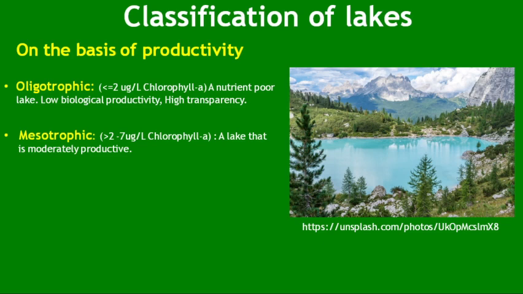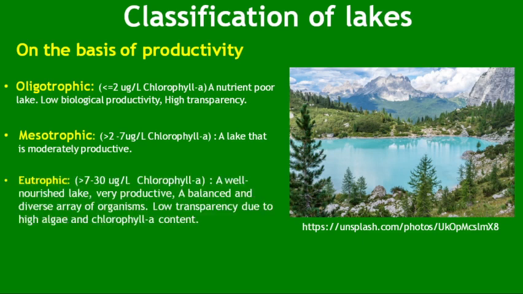Another category in the lakes is called mesotrophic lakes, which have moderate productivity. The chlorophyll A concentration in the water of such lakes is between 2 to 7 microgram per liter. The nutrient concentration is moderate, which results in a medium level of productivity. Because of that, the chlorophyll A concentration is higher than oligotrophic and lies between 2 to 7 microgram per liter. The third category of lakes on the basis of productivity can be termed as eutrophic lakes.